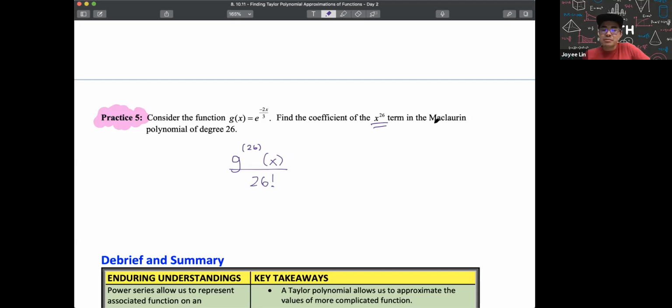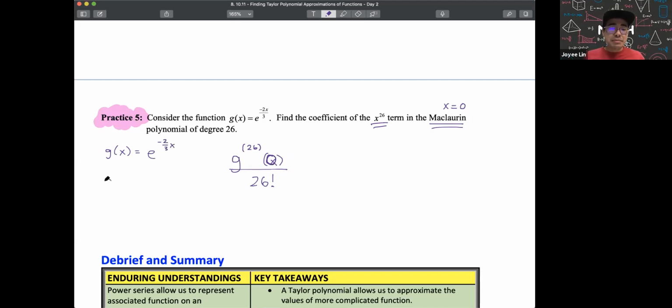Just a reminder that when they say Maclaurin series, it means it's centered around x equals 0. They're probably just going to say x equals 0 on the test, but just know that that's the case. So instead of g26 of x, I can say g26 of 0. So we're going to have to do a little bit of investigation here. We know g of x is just equal to e to the negative 2/3 x.